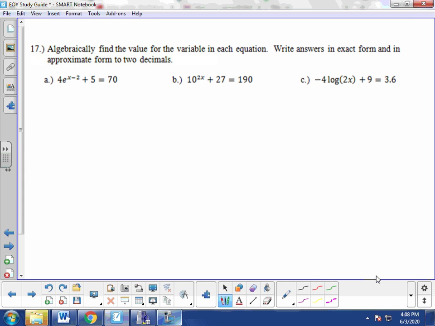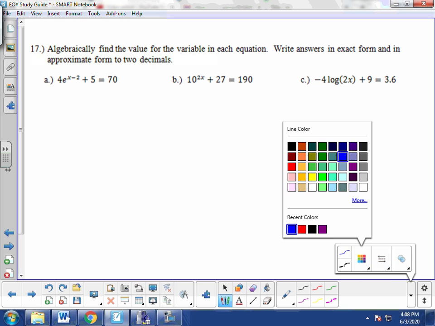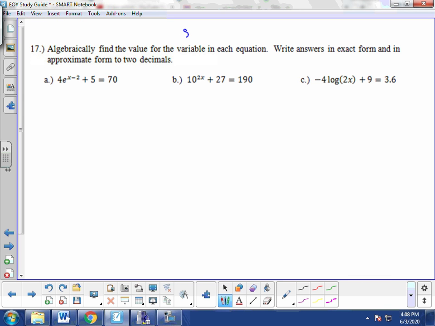Problem 17 is getting into the process of solving logarithmic and exponential equations algebraically. It says algebraically find the value for the variables in each question. Write the answers in exact form and in approximate form to 2 decimals. In the process of solving, we're going to think reverse order of operations, or SADMEP. We want to get the variable by itself following this reverse order of operations.